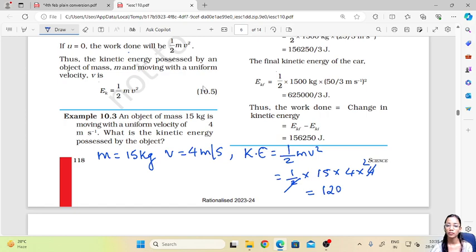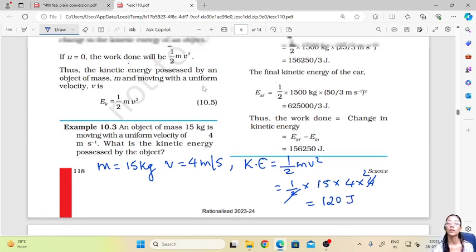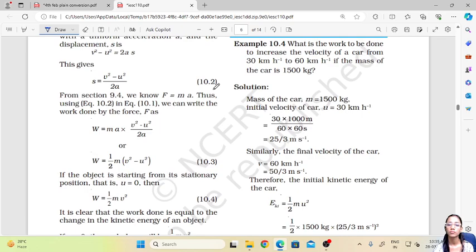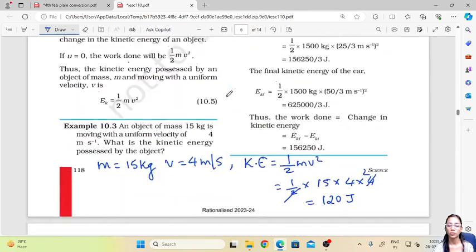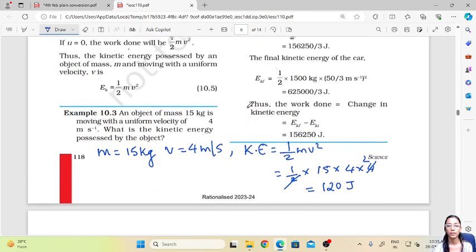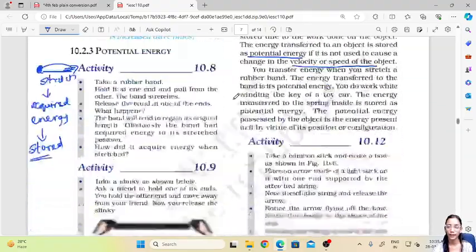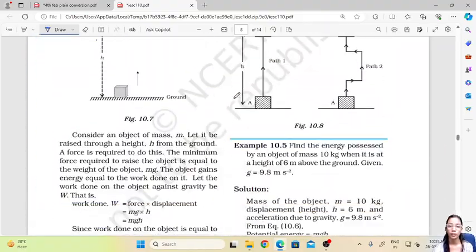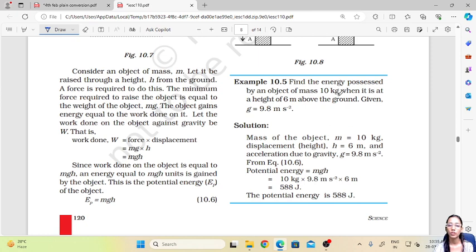120 joules. Okay, 120 joules, right? So the SI unit of energy, kinetic energy, is joules. Now next, we will solve this for potential energy.